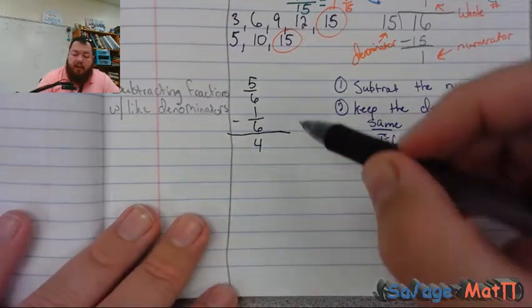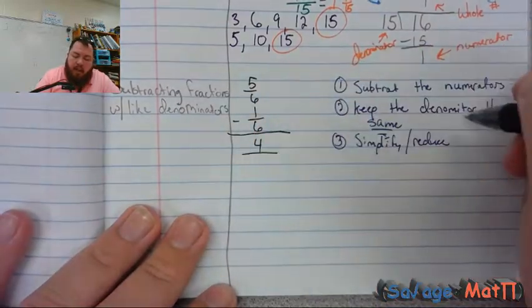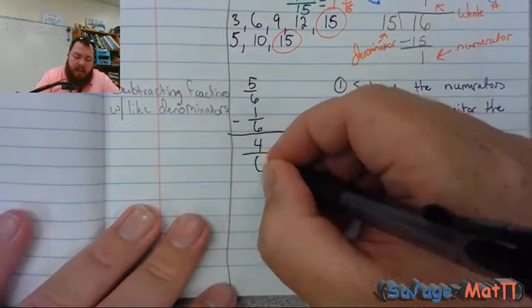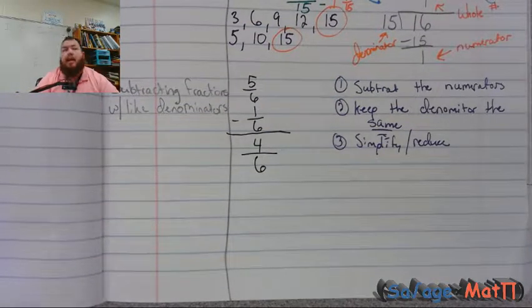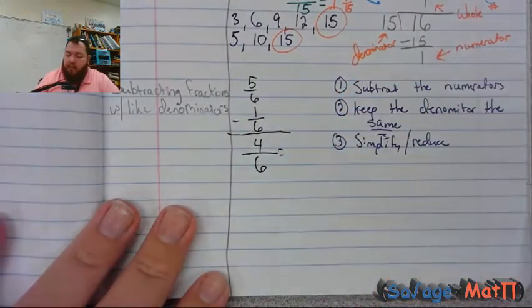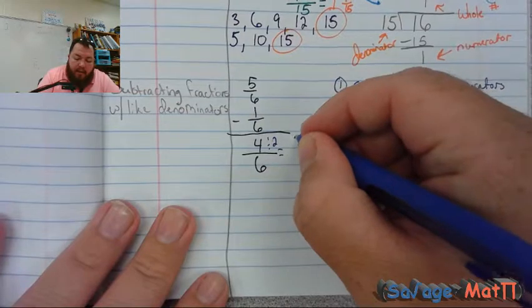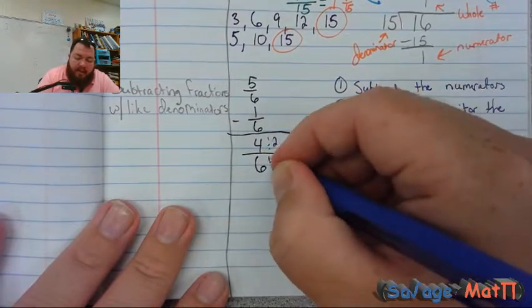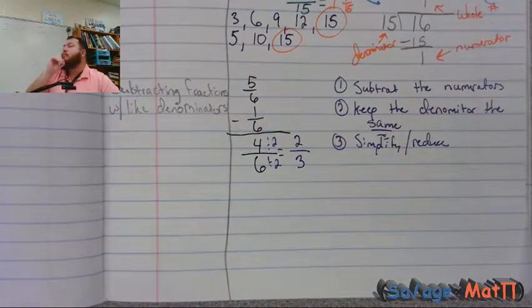So what does that mean for us? That means we subtract the numerator. 5 minus 1 is 4. Then we keep the denominator the same, so that is 6. Now can I simplify and reduce? Yes. I know that 4 and 6 are both multiples of 2. So if I did 4 divided by 2, that would give me 2. And if I did 6 divided by 2, that would give me 3. So I would have 2/3.